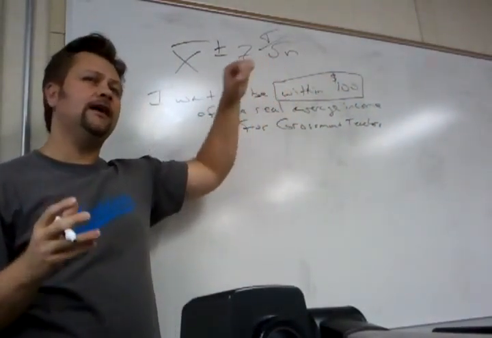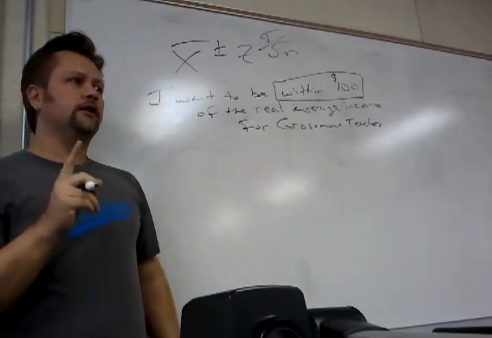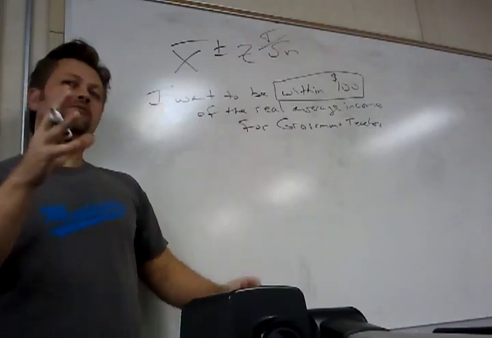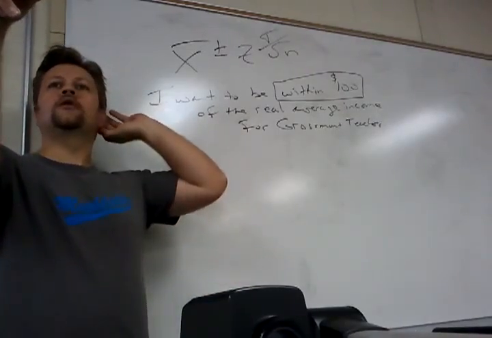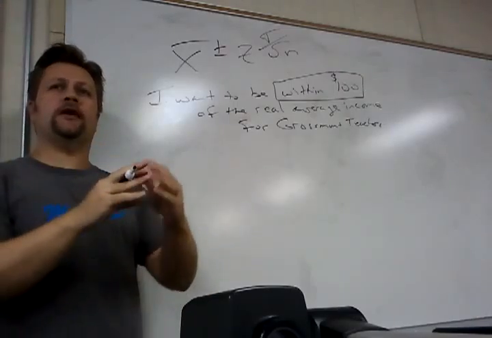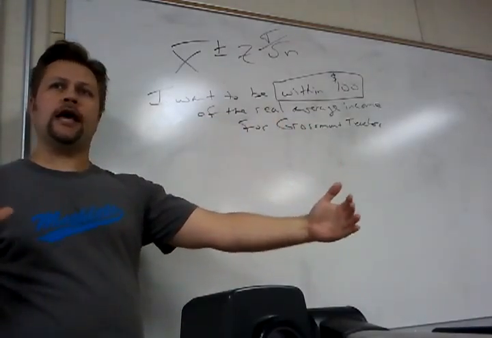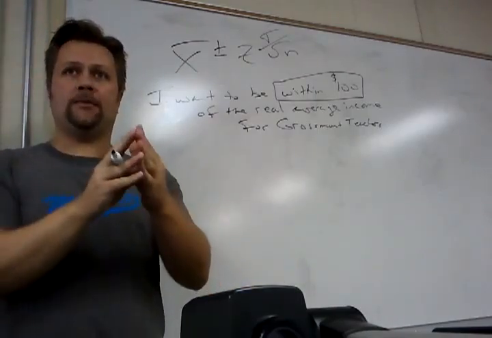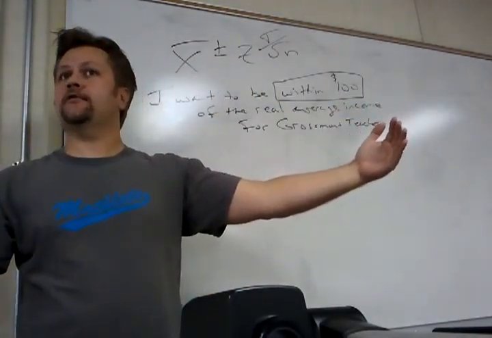I want to be within $100 of the real income. No, you got to be careful. Within 100 actually means I could be up 100 or down 100. So don't cut it in half. There's no need to be in half. If I said I want to guess your age within 5 years, I could be off by 5 years up or 5 years down.